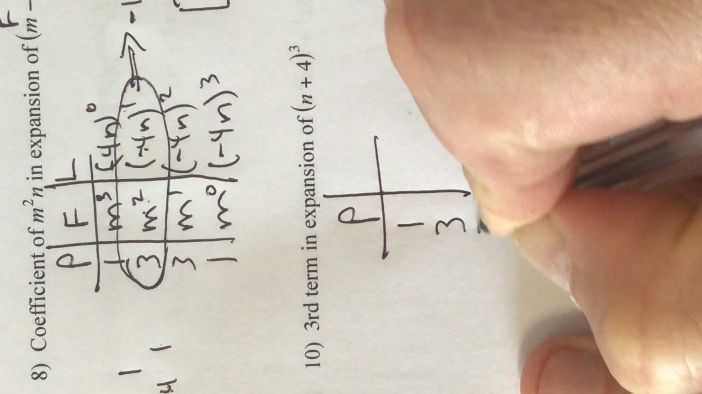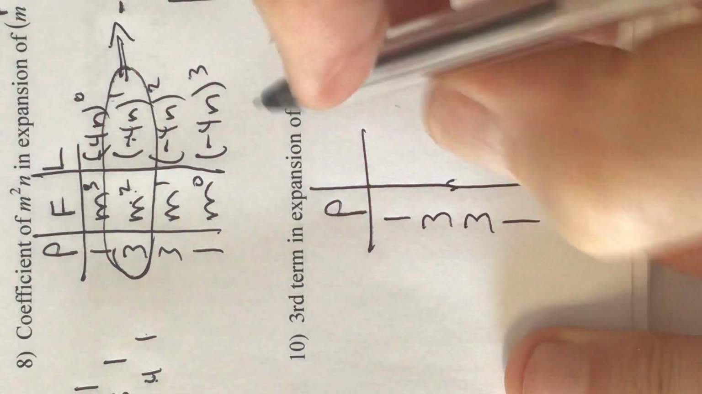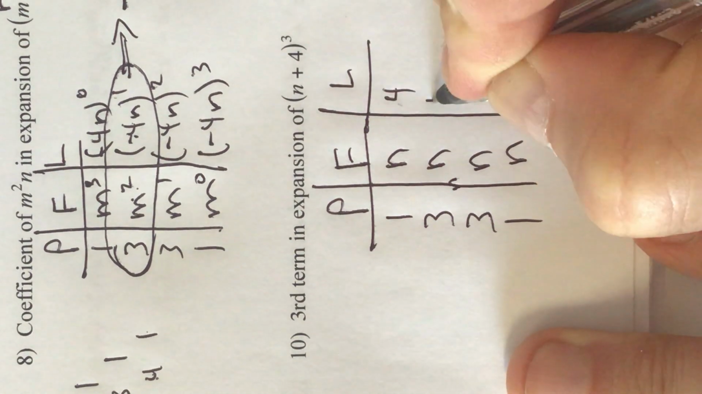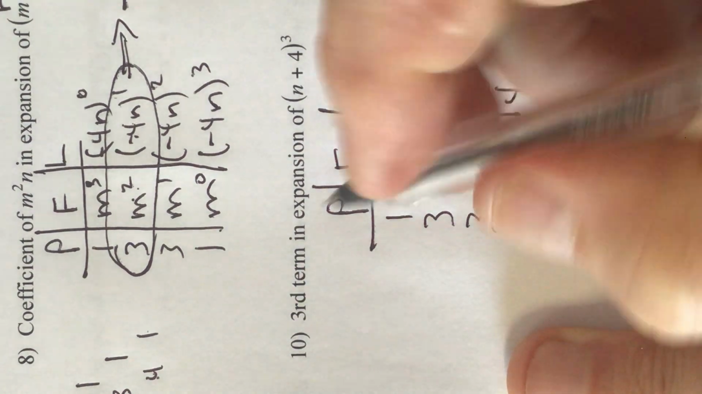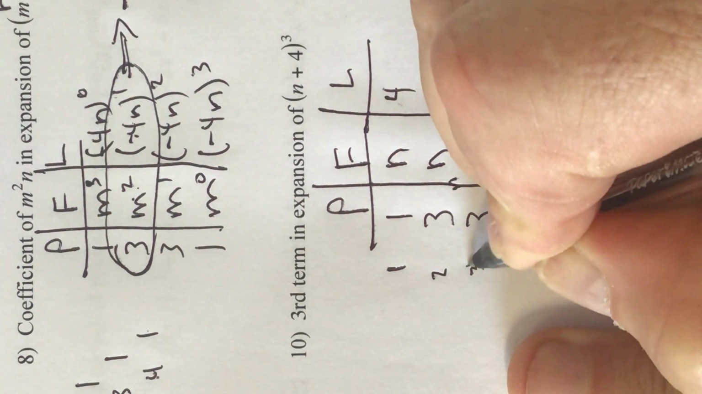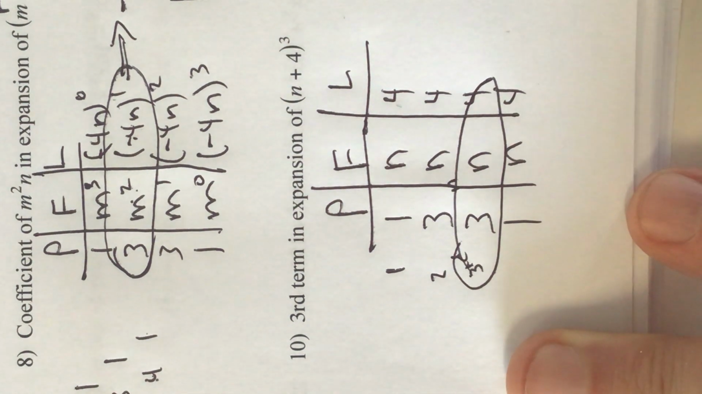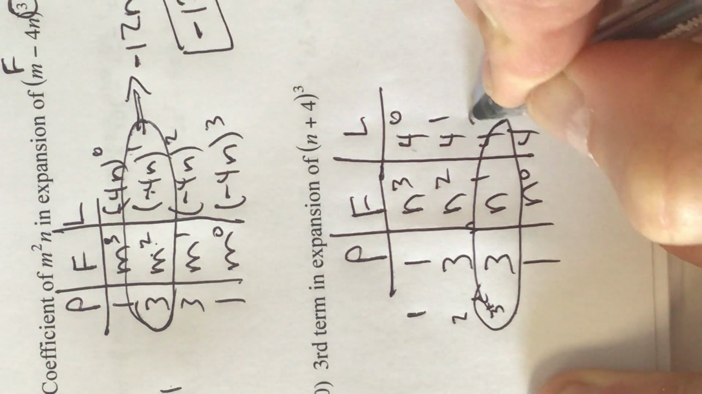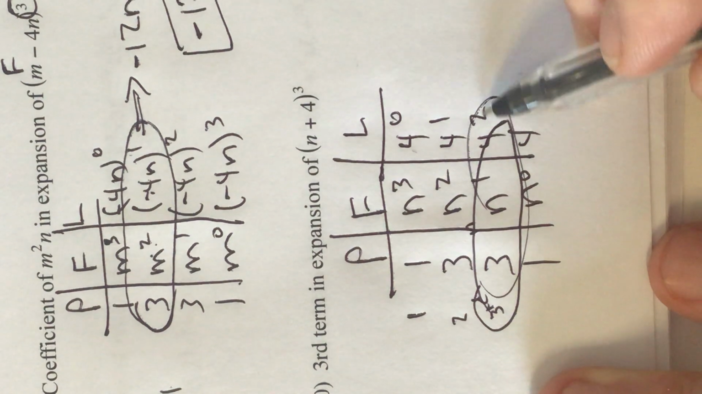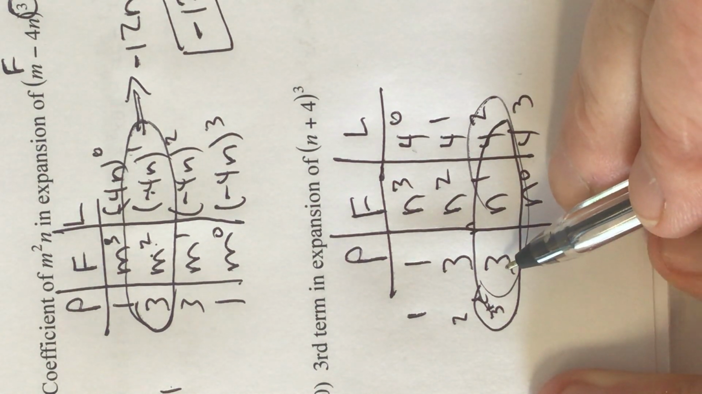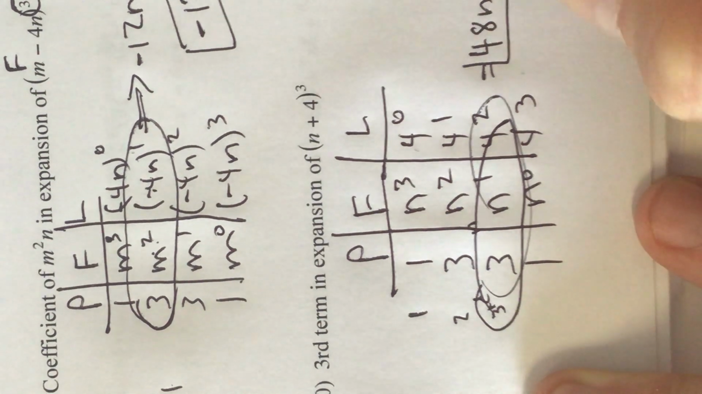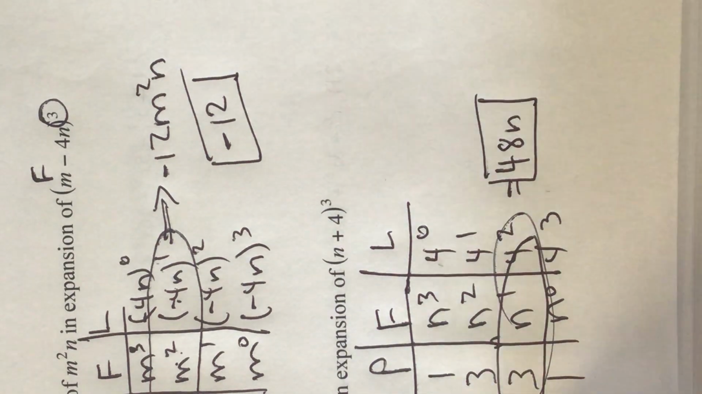Okay, so third term. Pascal, 1, 3, 3, 1. First, n, n, n, n. Last, 4, 4, 4, 4. First term, second term, third term. They want this one. Okay, the highest power, third power, second power, first power, 0 power, 0, 1, 2, 3. So if we want this one, here's 16 times 3, so that's 48n. So the third term in that thing would be 48n.